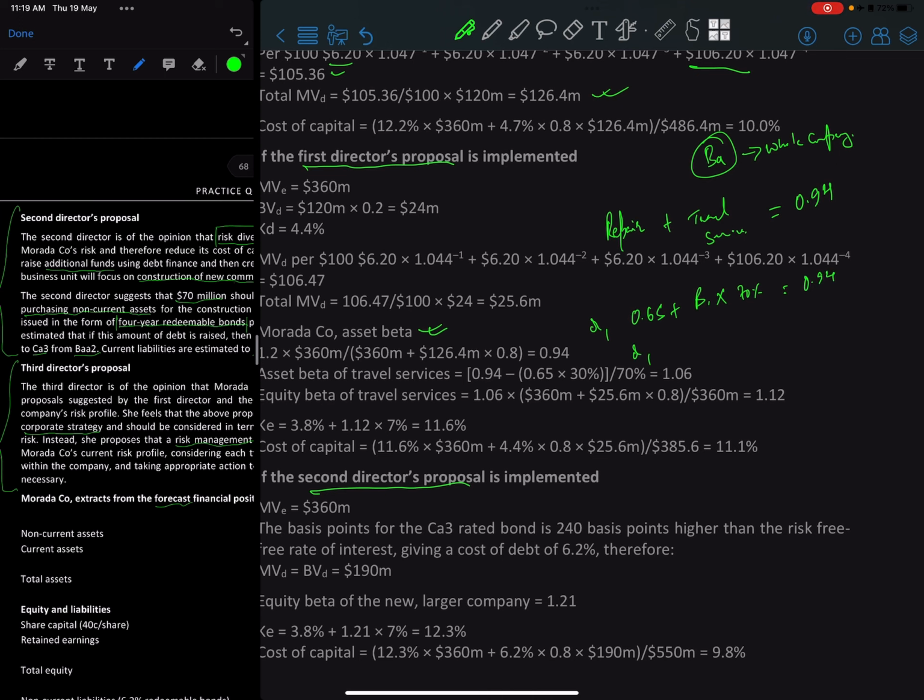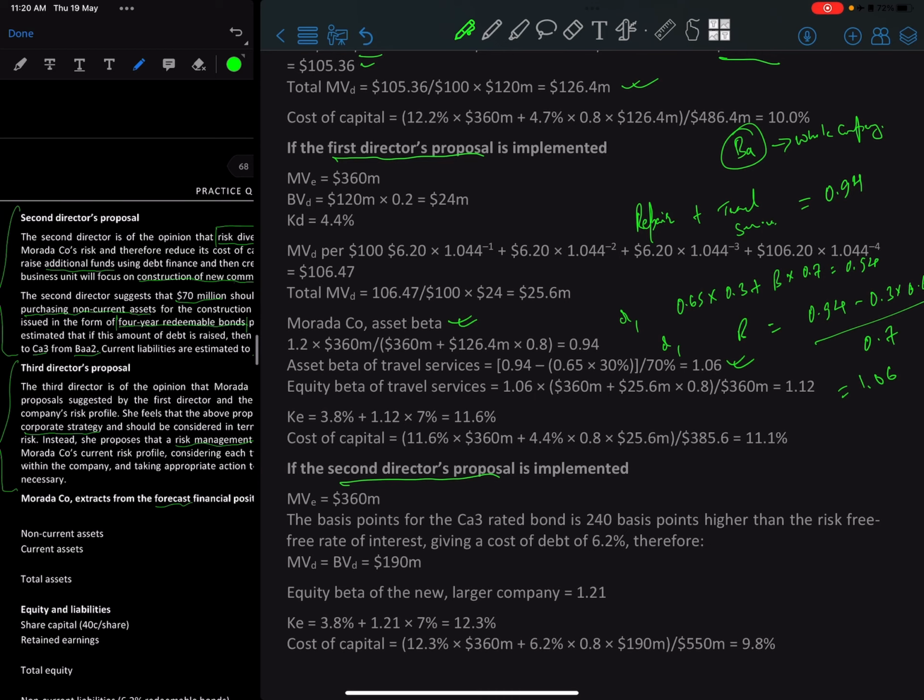So beta times 70% equals this minus this. Okay, so this is also 30% of that, right? Let's just make it easier: 0.65 times 0.3 plus beta times 0.7 equals 0.94. So we can solve this equation by 0.94 minus 0.3 times 0.65, divided by 0.7, right? So that's how they are doing it. And then we get how much? 1.06. So this is the beta for travel business only.